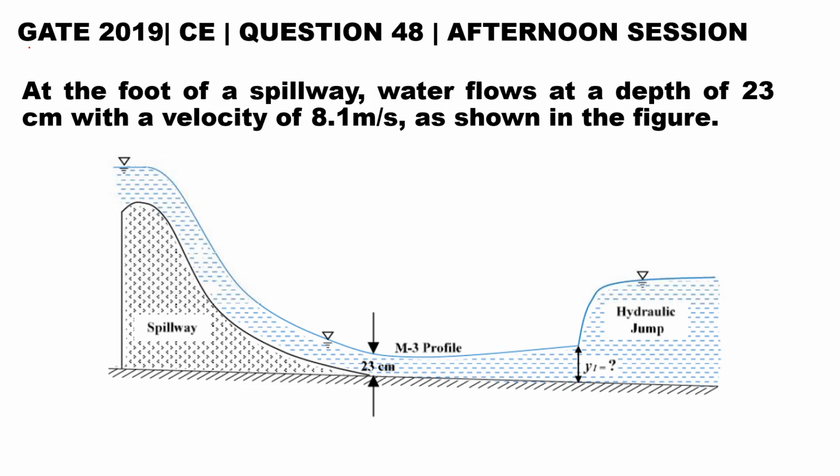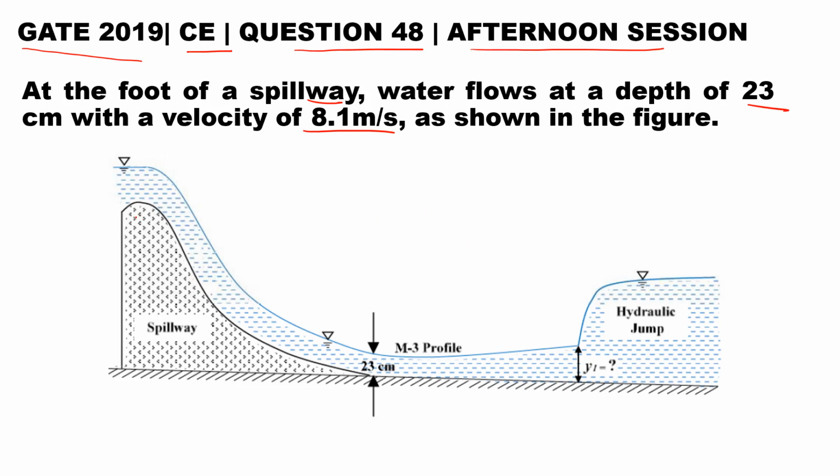Hello students, let's see another question which came in GATE 2019 Civil Engineering. This was question number 48 in the afternoon session. The question states that at the foot of a spillway, water flows at a depth of 23 centimeter with the velocity of 8.1 meter per second as shown in the figure.